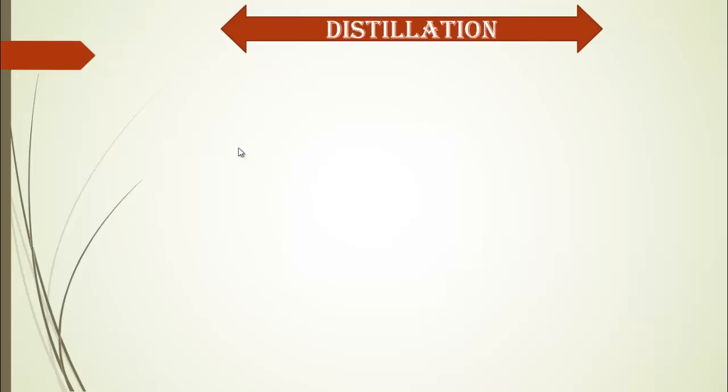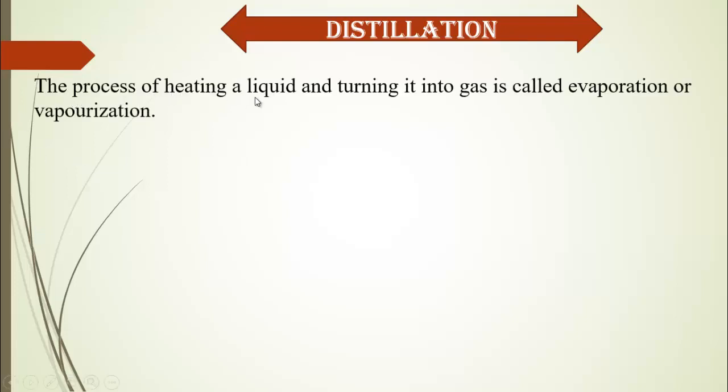Now, you will know about the distillation process. In Bengali we call it paton prokriya, distillation process, paton. What is the distillation process? The process of heating a liquid and turning it into gas is called evaporation or vaporization. Follow here, the process of heating a liquid and turning into gas, that means the conversion of liquid to gas. This conversion is known as evaporation or vaporization.